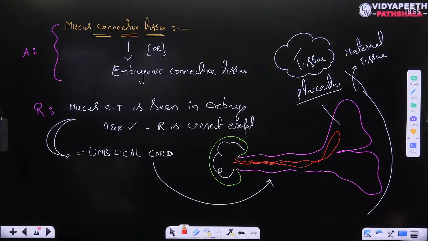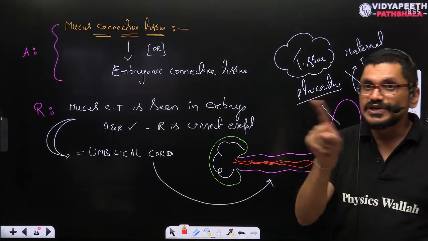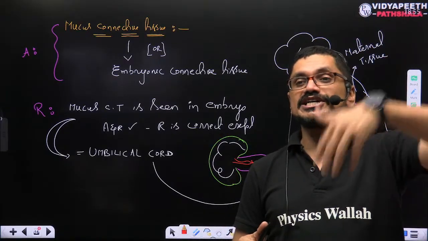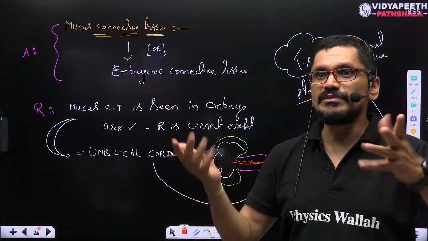So the structure which is connected to the embryo is exactly the umbilical cord. It is not the placenta. Everybody will think the embryo, the fetus, is connected to the mother with the help of the placenta. Listen, everybody will think like that.